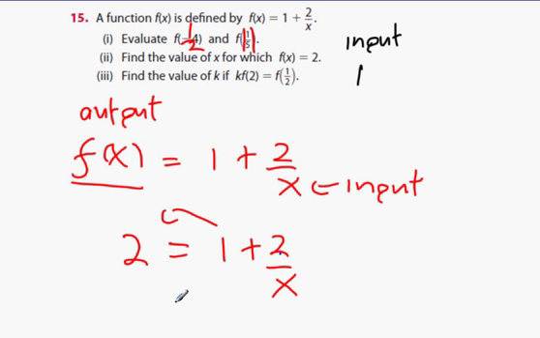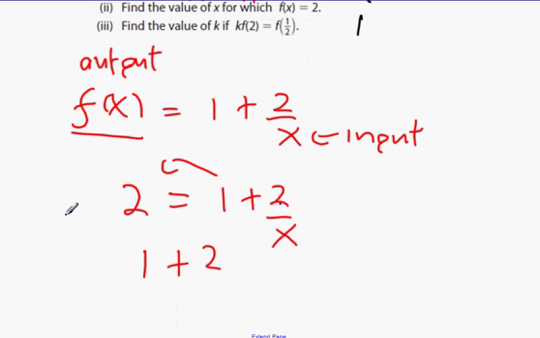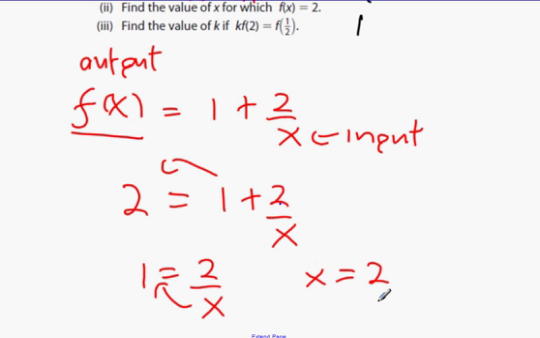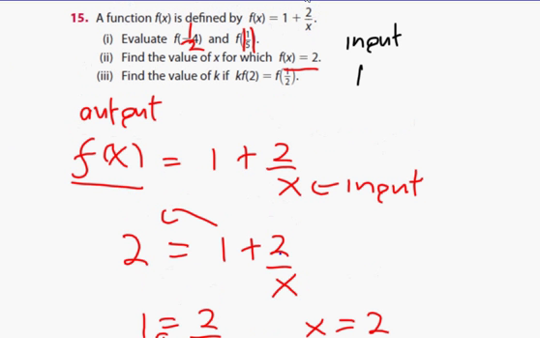Bring 1 over to your side. What do we get? 2 minus 1, 1. Sorry, 1 equals 2 over x. Where can we bring the x to? x therefore equals 2. When the input is 2, the output is 2. Is that correct? Look at it. It's going to be 1 plus 2 over 2. 1 plus 1 equals 2. When the input is 2, the output is 2.